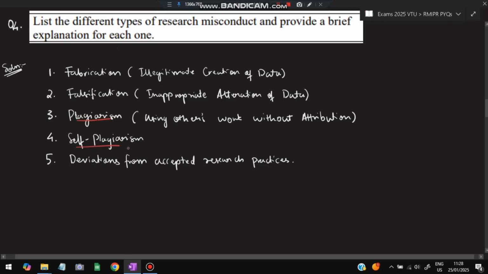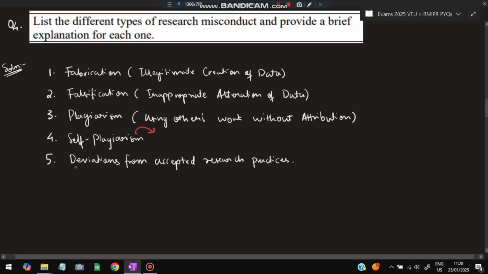The next is self plagiarism. You are using your own research to publish it multiple times in different places without actual repetition of the experiment. That is self plagiarism. Why do people do this? To make their work accepted in more places without actually carrying out the work, simply repeating the same results from the previous case.